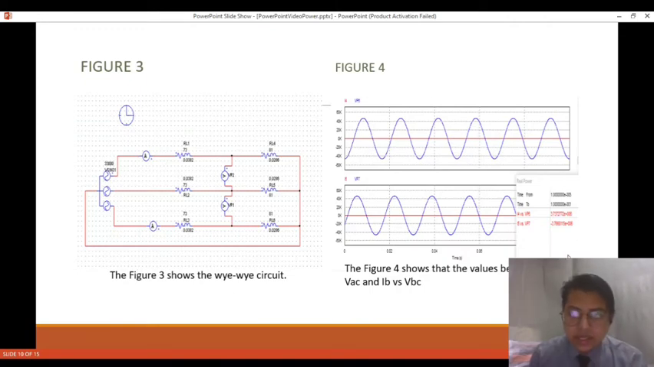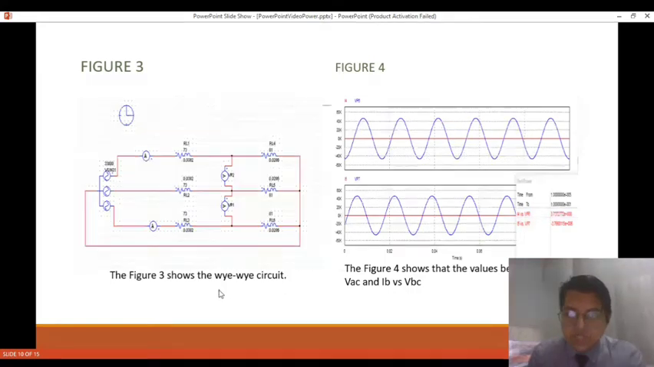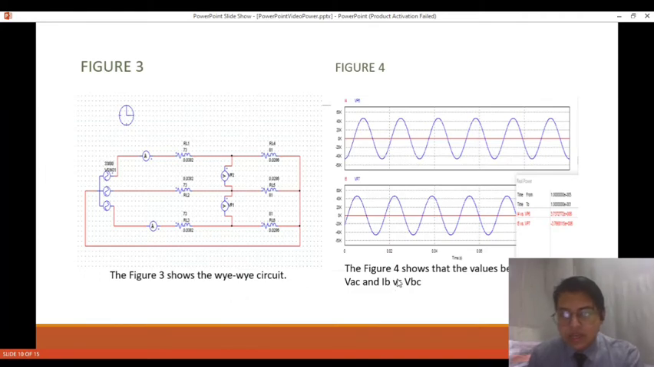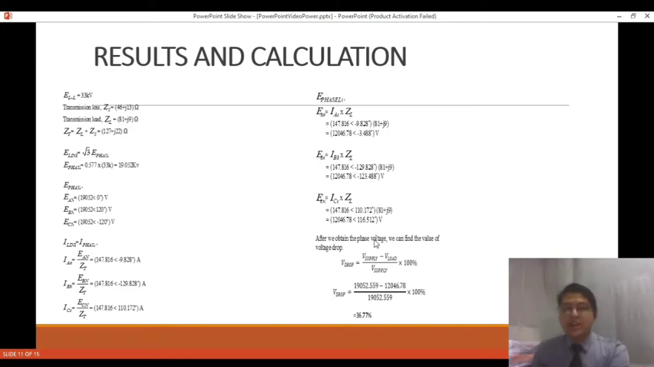And this is the result, the signal that we get using the PSIM simulator for this Y-Y circuit. Figure 4 shows the values between IA versus VAC, and the bottom one is IB versus VBC. Okay, this is the results and calculation that I made with the PSIM value, and also the value that was given by the lecturer.